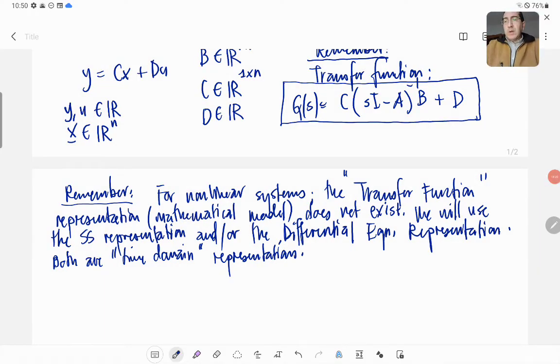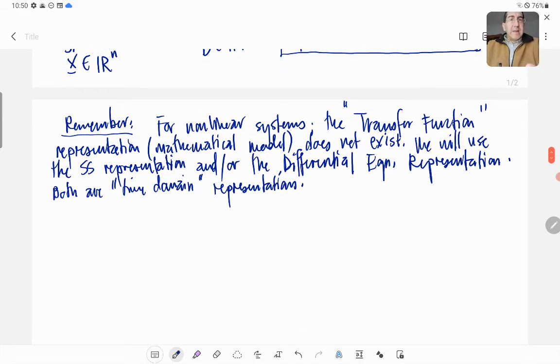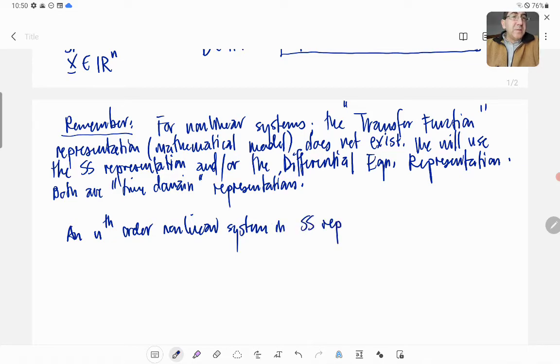So how do we represent a nonlinear system in state space? An nth order nonlinear system in state space representation is basically given by the derivative of the state being a nonlinear function of both the state itself as well as the input. Now, f is a vector valued nonlinear function. And also the output being another function.